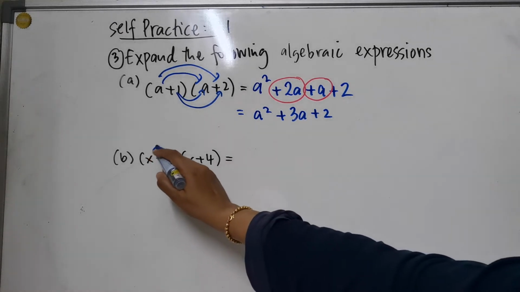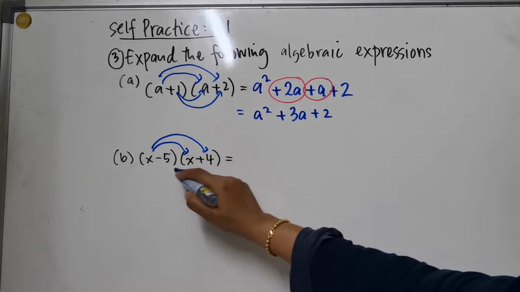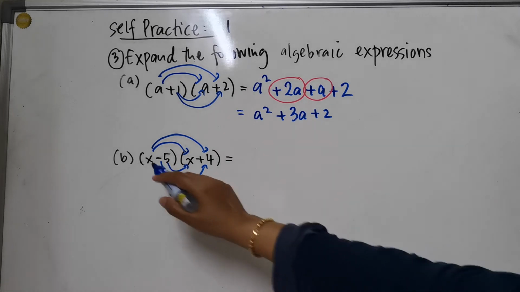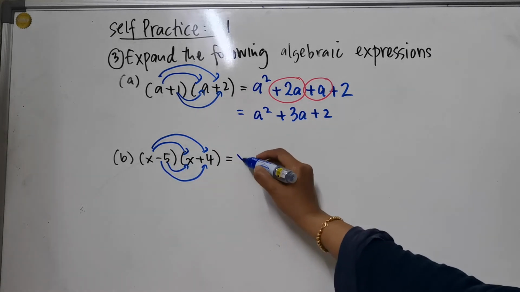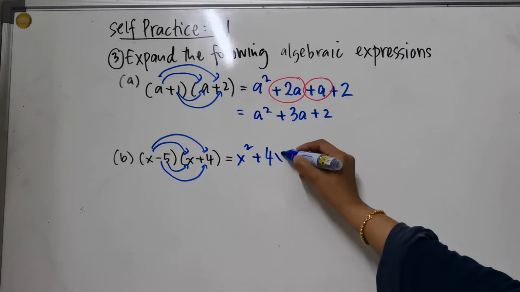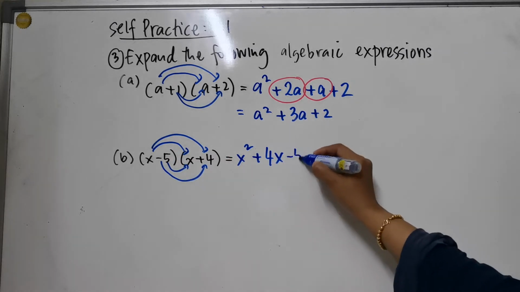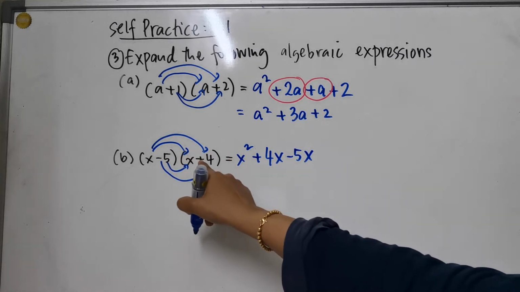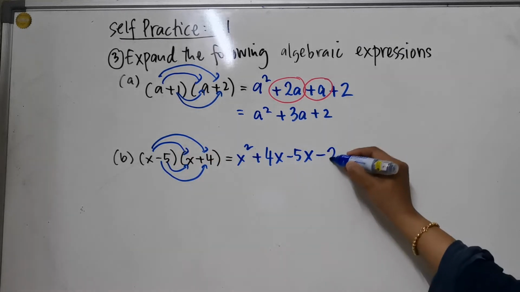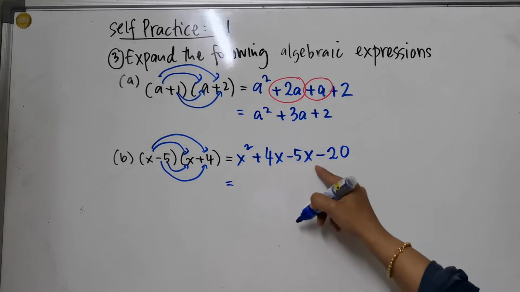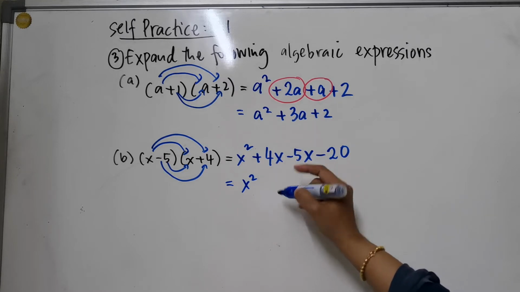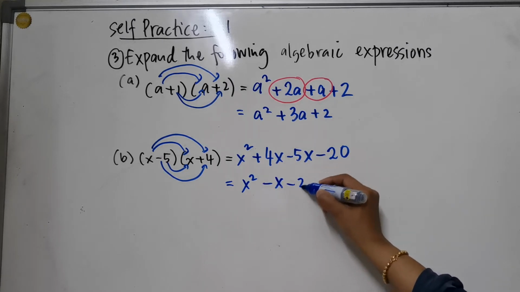Okay, I prefer to use the arrow so that I am not going to make mistakes. X times x, x square. X times positive 4, positive 4x. Negative 5 times x, negative 5x. Negative 5 times positive 4, negative times positive is negative, 5 times 4, 20. So this one is the same term. Plus 4 minus 5, minus 1x.